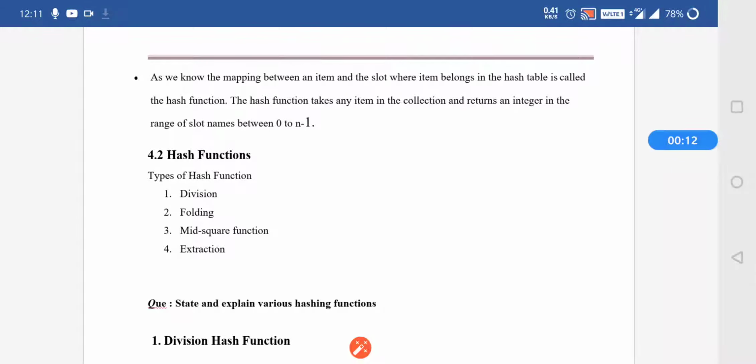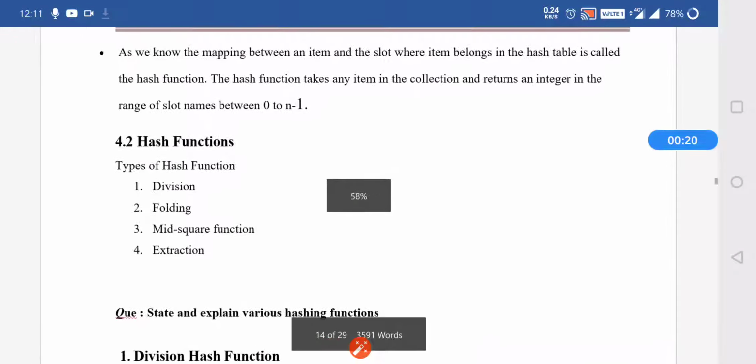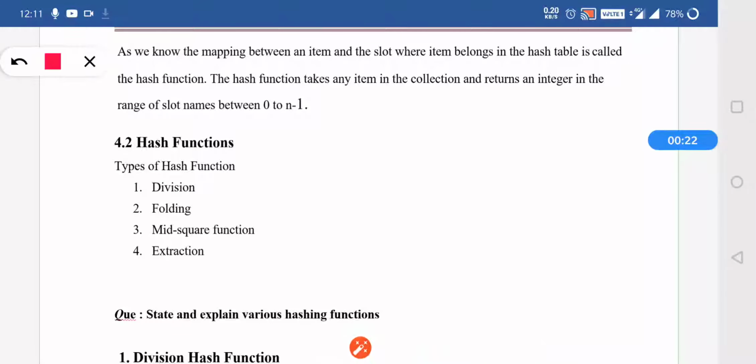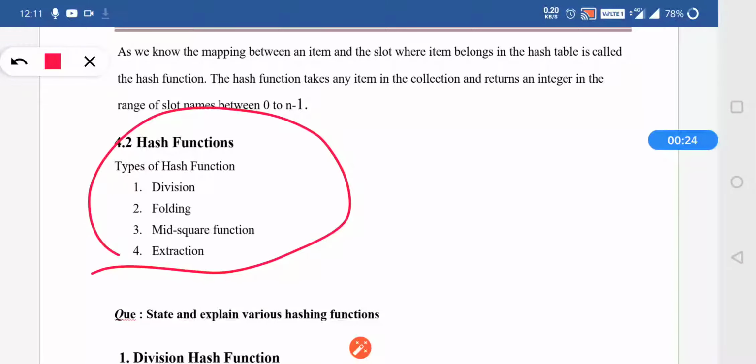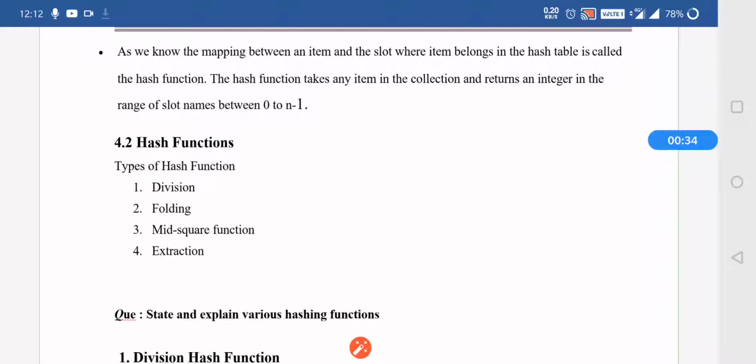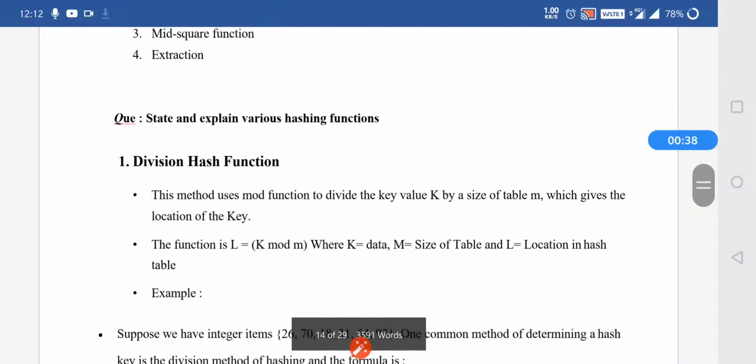As hashing techniques are mainly responsible for mapping the elements into particular slots, various hash functions are used for that mapping purpose. There are basically four types of hash function by using which we can map the element. First one is division, then folding, then mid-square function, and then extraction. So the question can be asked: state and explain the various hashing functions.